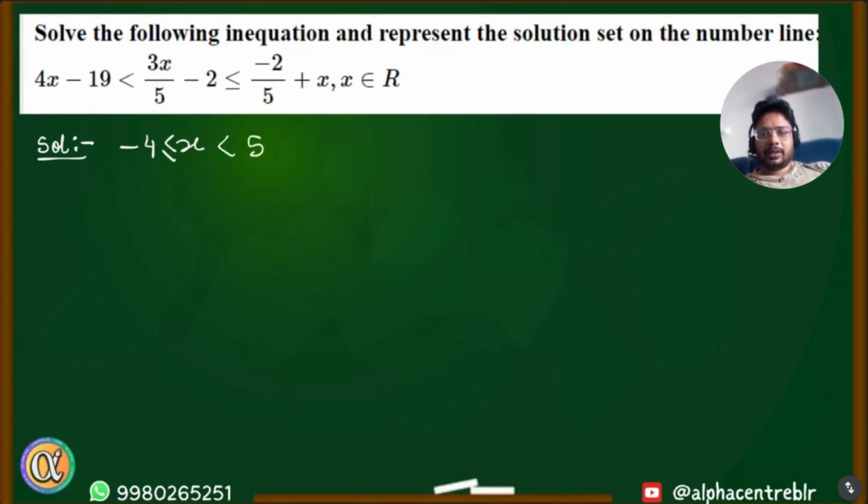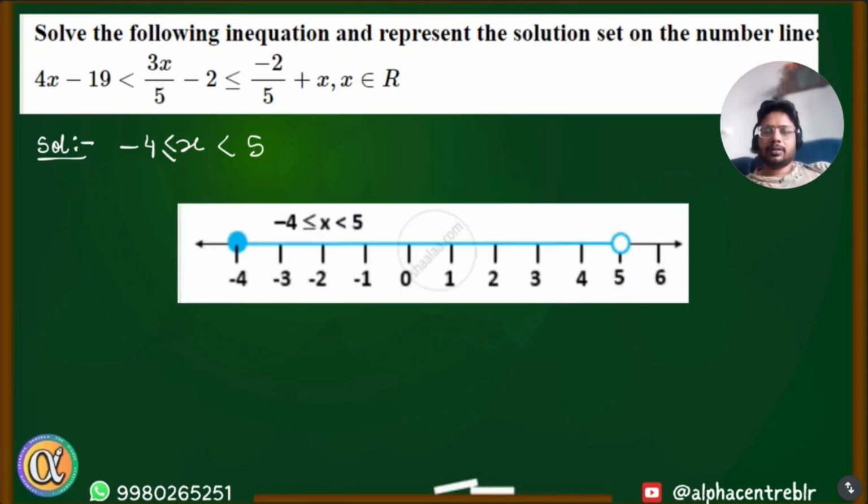Okay, so -4 is included, so it will be a filled circle, but at 5 it will be a hollow circle. Yes, a hollow circle. So it's like this, how you represent it mostly.